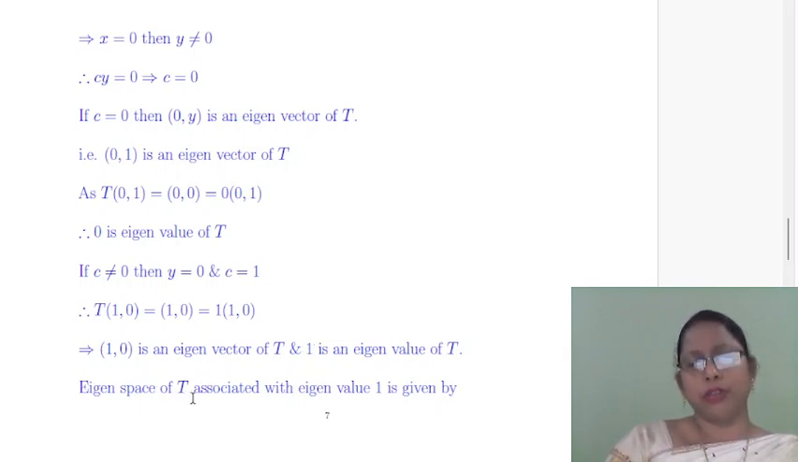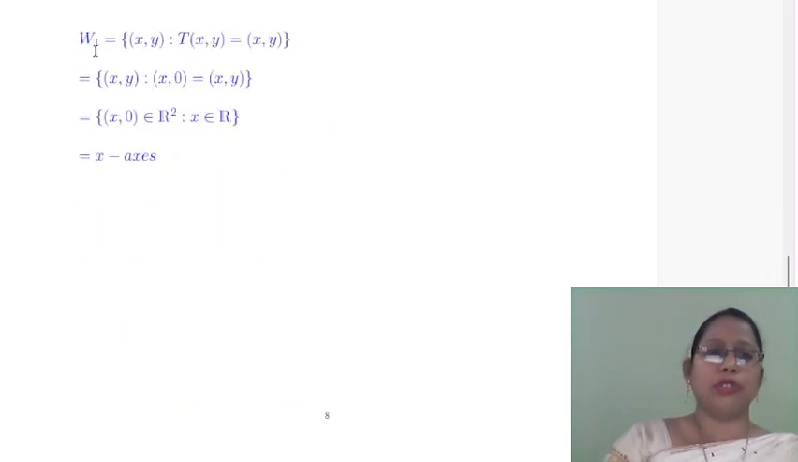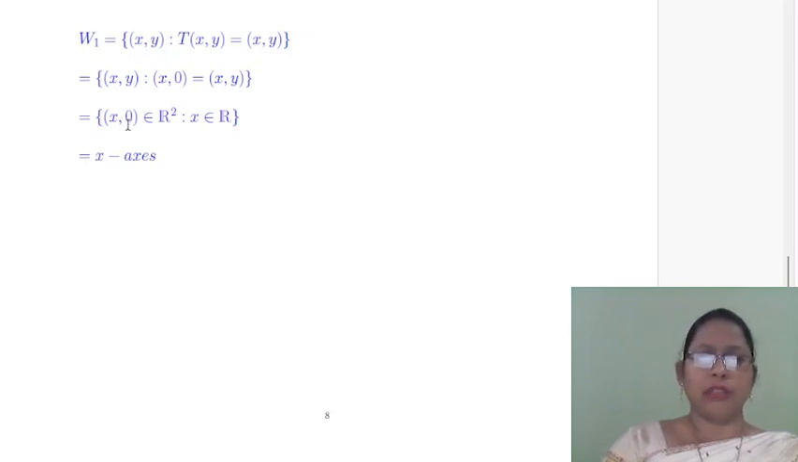Now we are going to find out the eigenspace of T associated with eigenvalue 1. So W1 is the set of all vectors in R2 such that T(x, y) = (x, y). By using the definition of linear operator, this is (x, 0) = (x, y). Now from here we get y equal to 0. That means my x-axis, this is y equal to 0. So this means (x, 0) is the eigenspace corresponding to eigenvalue 1, consisting of all elements of this form, that is my x-axis.